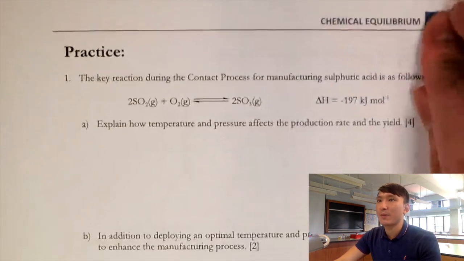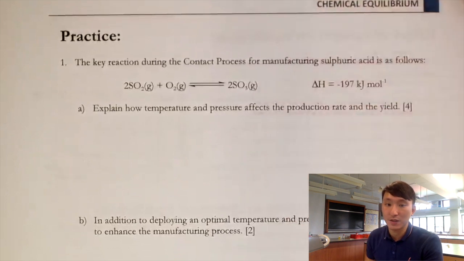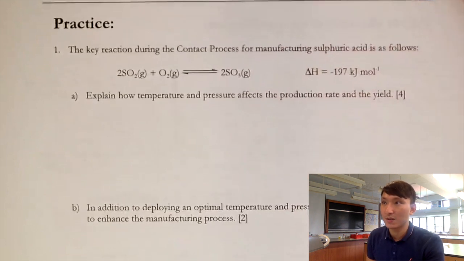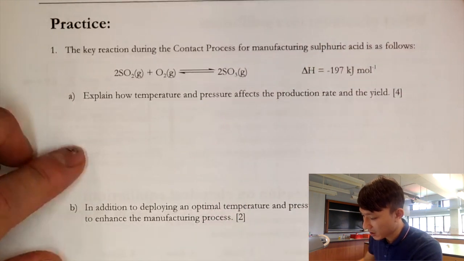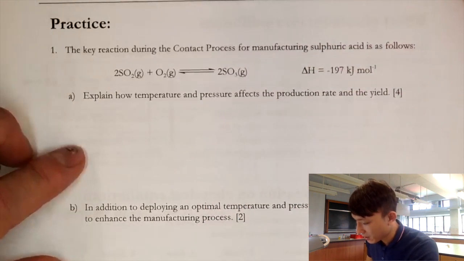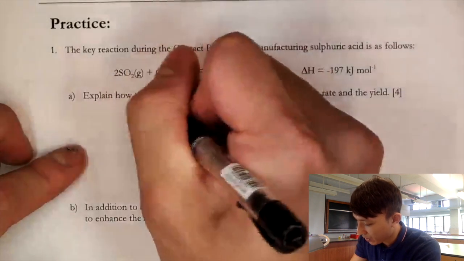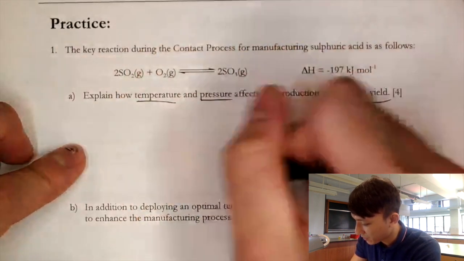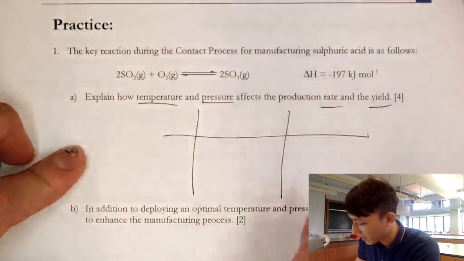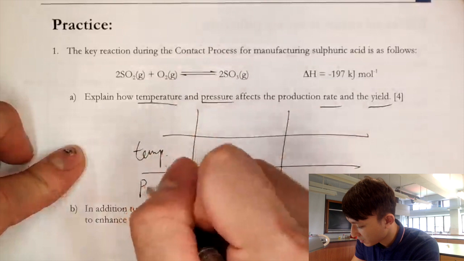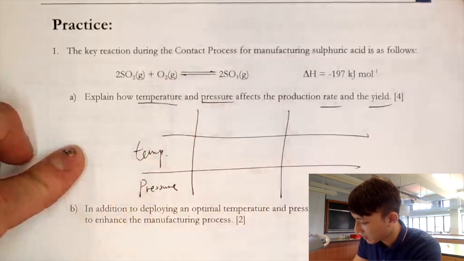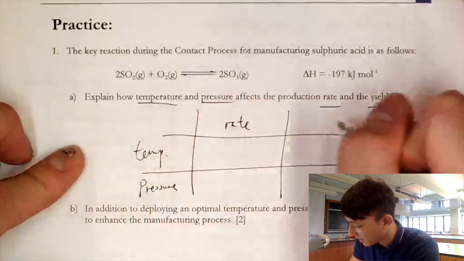Now again, the last practice question. Again, pause the video to try to have a look, and then let's have a look now. So this is the contact process for making sulfuric acid. How do temperature and pressure affect the rate and the yield? So let me put it down like this. Okay, we have temperature and pressure, and how does it affect the rate and the yield.